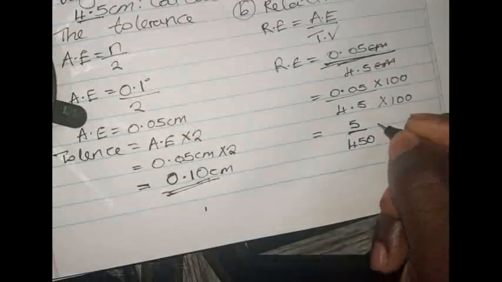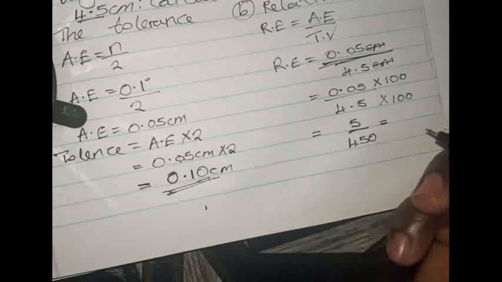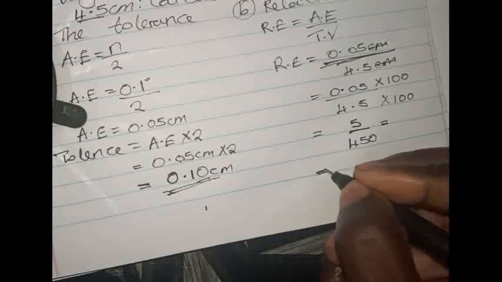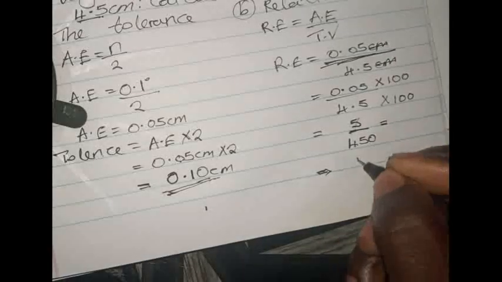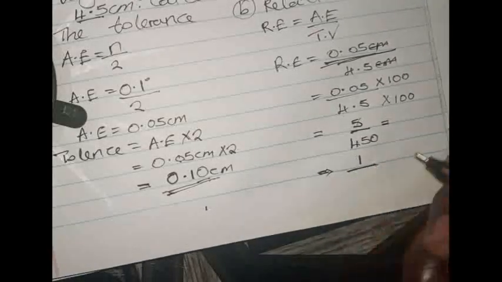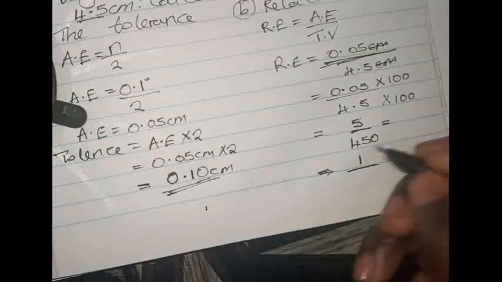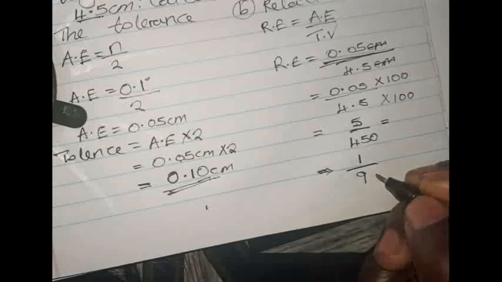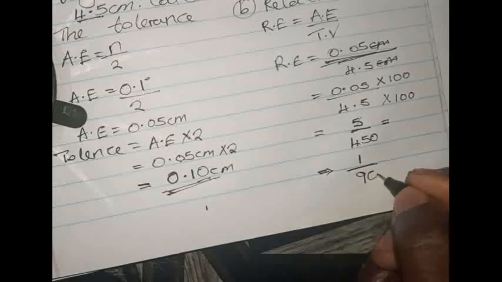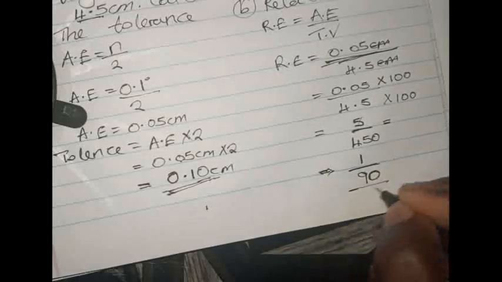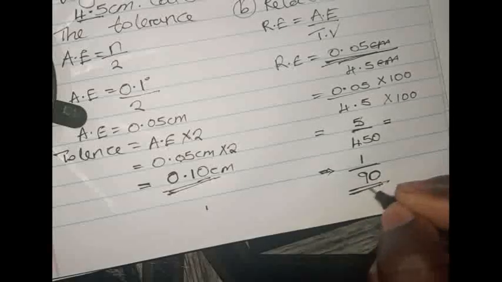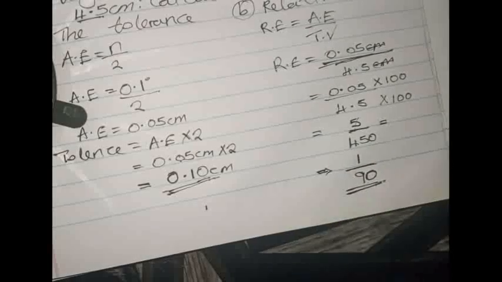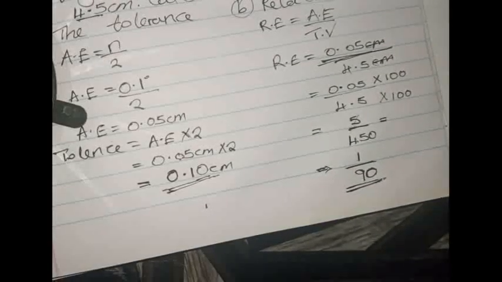450, meaning you can reduce this to, or let me write it down here, we'll reduce this to what? 5 into itself, it's a 1 over 5 into 4, it can't go there. 5 into 45, it's a 9. Then 5 into 0, it's a 0. So our relative error is simply 1 over 90, and that's how you solve this question.